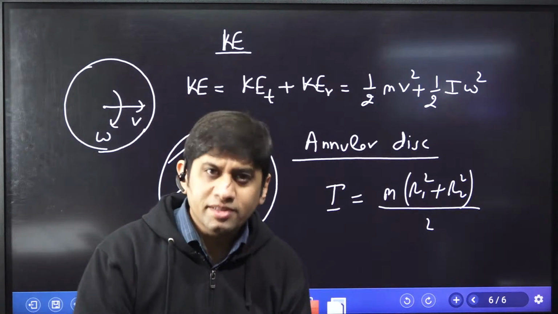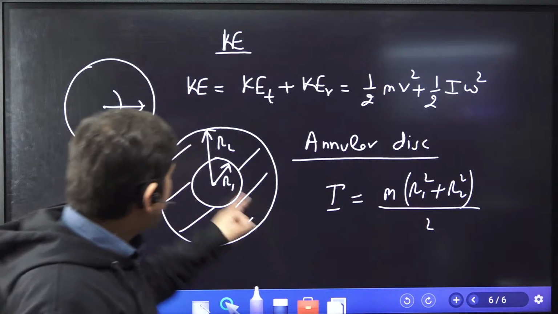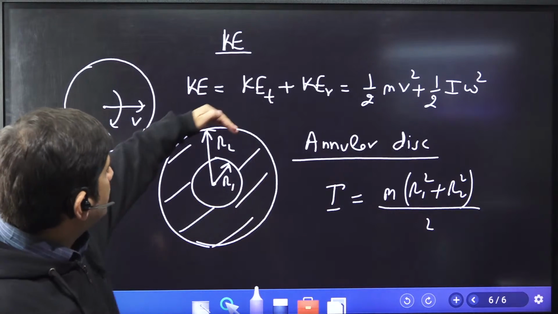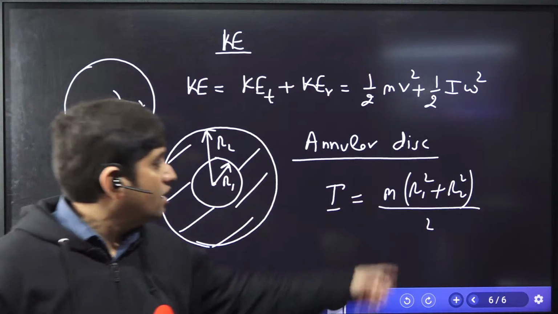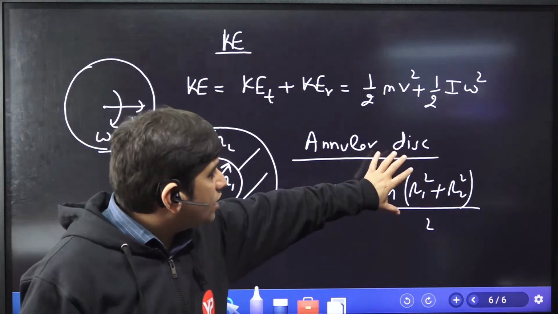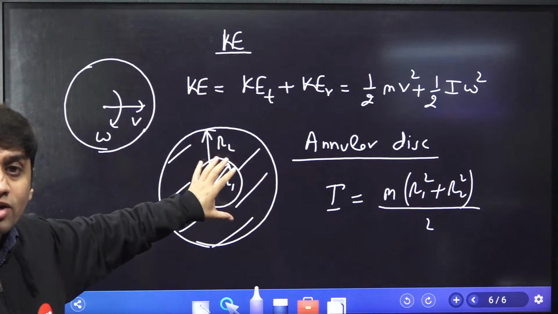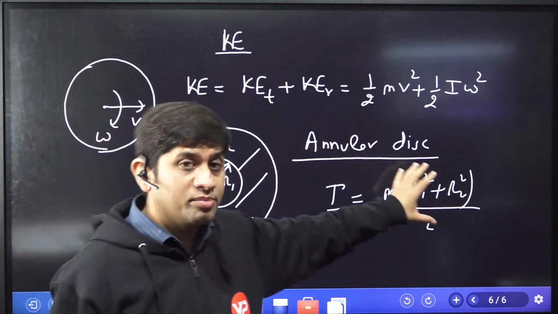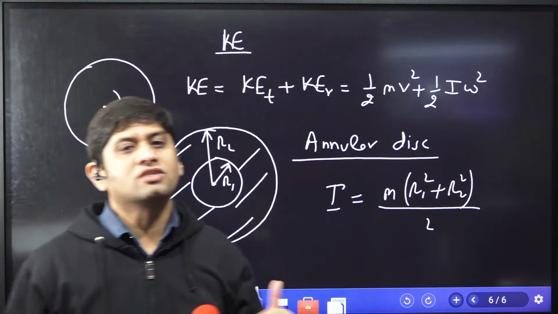अच्छा क्या ये रिंग भी बन सकती है? बिल्कुल बन सकती है रिंग. आप r1 को r2 के बराबर कर दो, सारे मास को पेरिफेरी पे रख दो, तो ये रिंग बन गई. r1 को r2 के बराबर कर दो, फॉर्मूला mr² बन गया. तो यही एनुलर डिस्क आपकी किस में कन्वर्ट हो जाएगी? यही एनुलर डिस्क आपकी रिंग में या डिस्क में कन्वर्ट हो जाएगी.